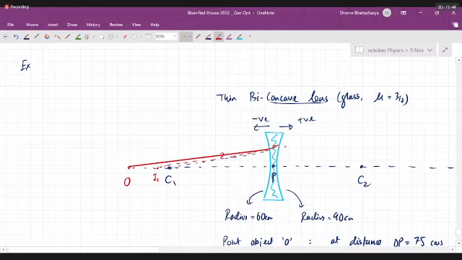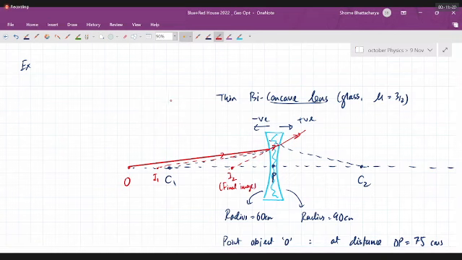Now this becomes the incident ray for the second refraction. So I1 becomes the object for the second refraction, and then it will bend further away from the normal. So this goes like this. Produce that one back. Let's say this is I2. So this is going to be our final image.